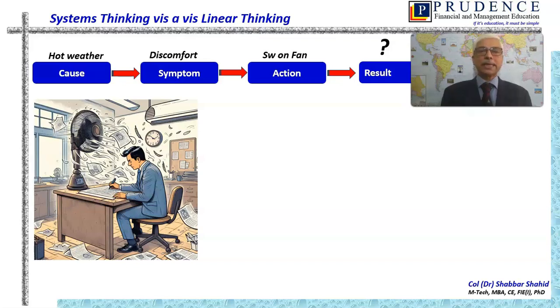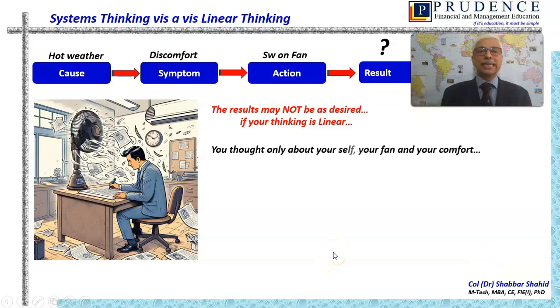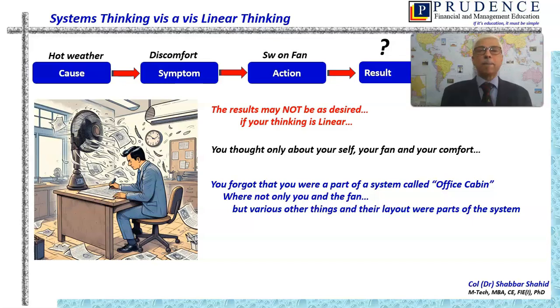You were wanting something, but something else has happened. The result may not be as you desire because your thinking was linear. You thought only about yourself, your fan, and your comfort. You forgot that you were a part of a system which you may call your office cabin, and the various parts of that system were not only you and your fan. There was an AC, there was a window, there were some papers lying on the table, there may have been an ink pot, there were several other things as part of that system.